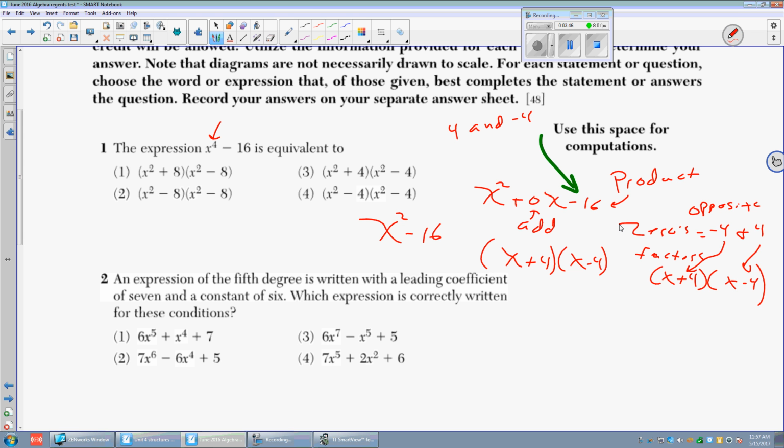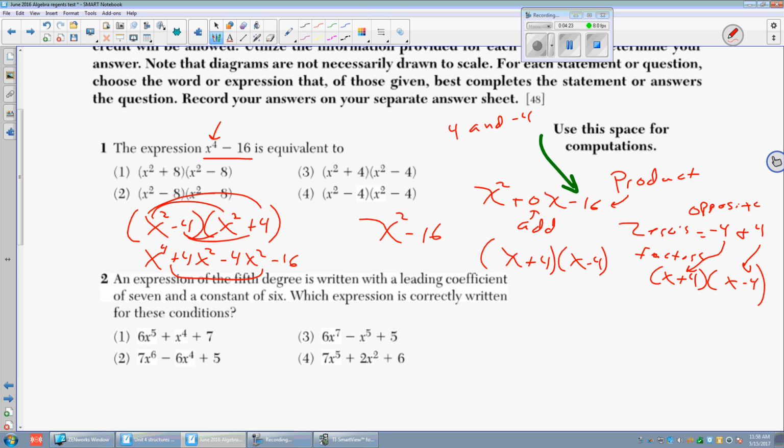So now we're like, well, this says it's x to the fourth minus 16. So x squared minus 4, x squared plus 4. And you can check it by distributing. X squared times x squared, x to the fourth, plus 4x squared, minus 4x squared, minus 16.